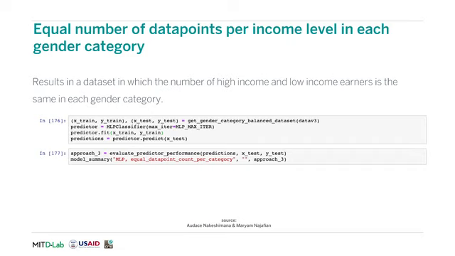The next attempt will be to equalize the number of data points per income level in each gender category. And what this means is that the number of high-income and low-income earners is the same in the male and the female demographic for the sample that we are going to use to train.